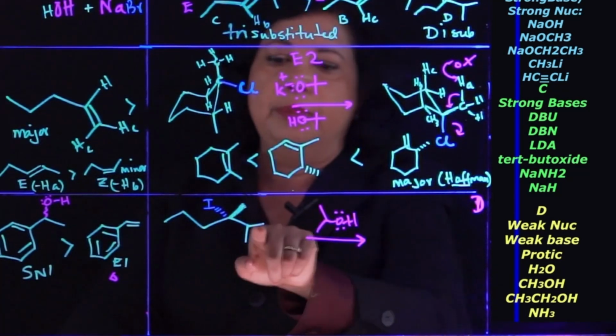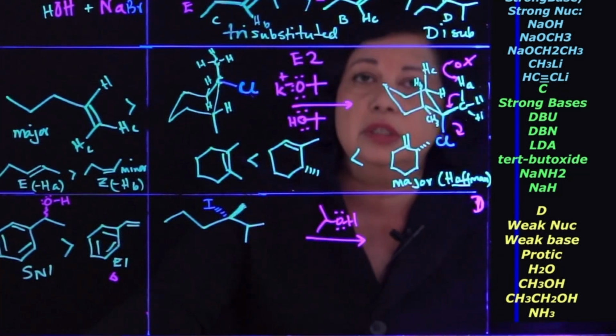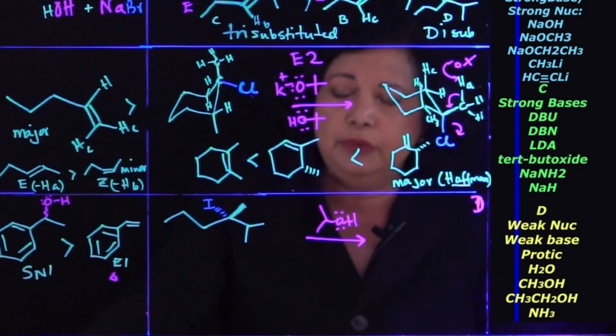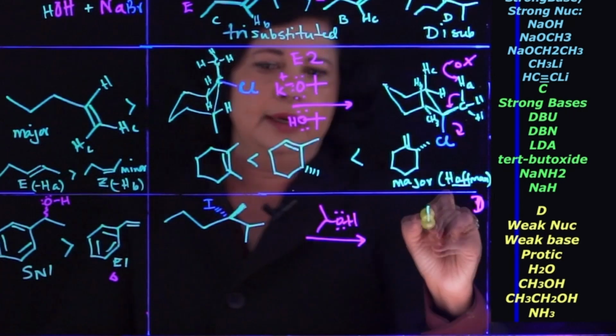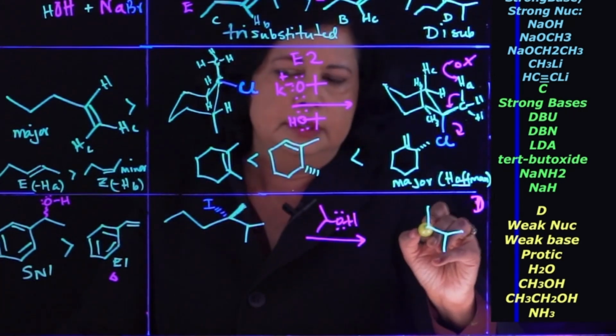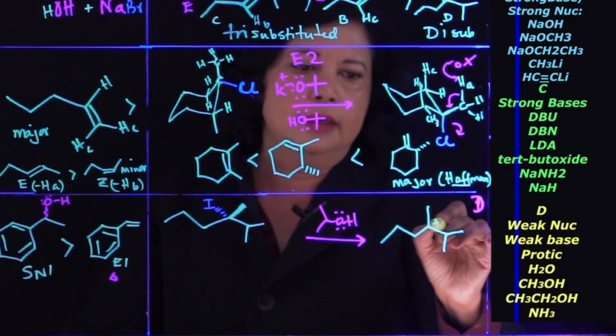Does it pull off your beta hydrogens? No chance. It's not basic enough. So it's a weak nucleophile, weak base. All it can do is rattle that bond and create a carbocation right here. Now that carbocation has a lot of possibilities.